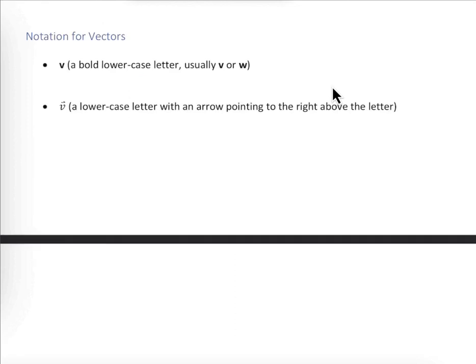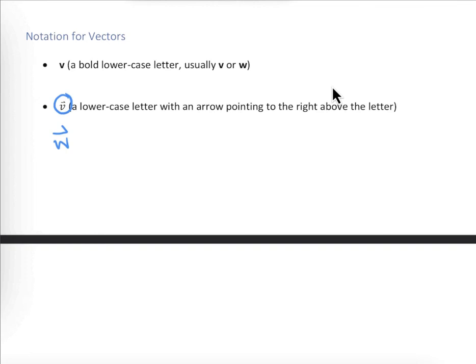Now, another way that we could notate a vector, as you saw in what I wrote a minute ago, is that we can write the vector. I had a wind vector with the arrow on the top of it. A lot of times you'll just see V with an arrow on the top of it. A lowercase letter with an arrow pointing to the right above the letter is an indicator that we are symbolizing a vector.